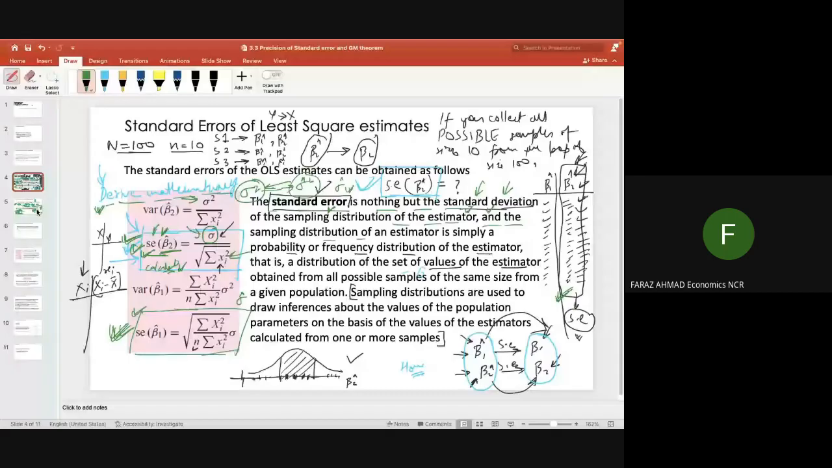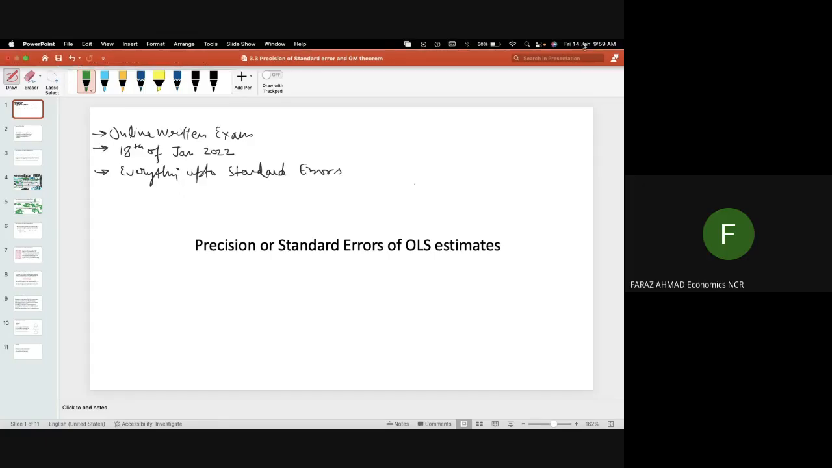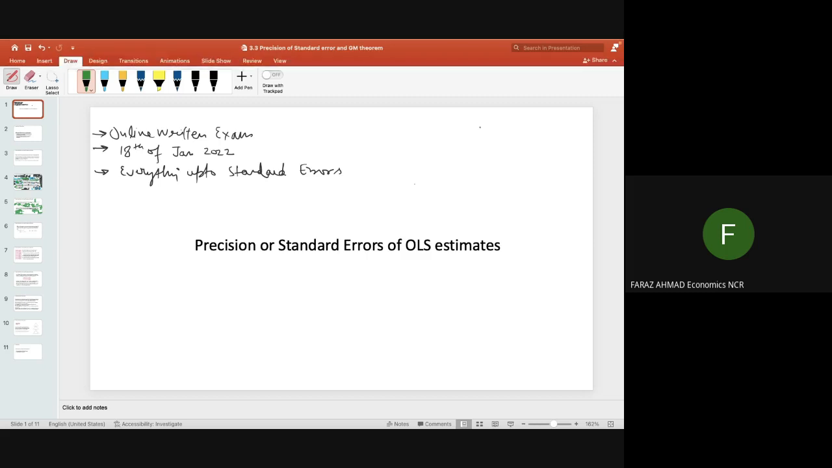So for the exam, you should practice calculating the betas and calculating the standard errors, both for beta 1 hat and beta 2 hat, and then read all the theory which is there up to standard errors. Of course, I will be expanding on it in the next class, which is on Monday, and that would also help you in understanding this concept better.